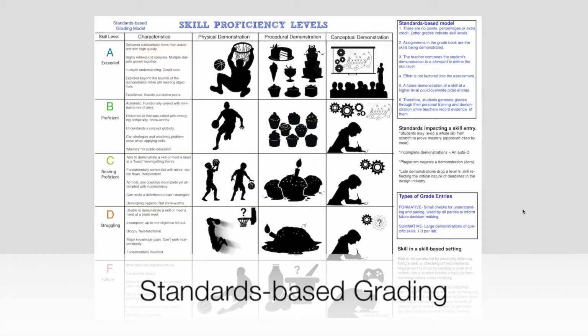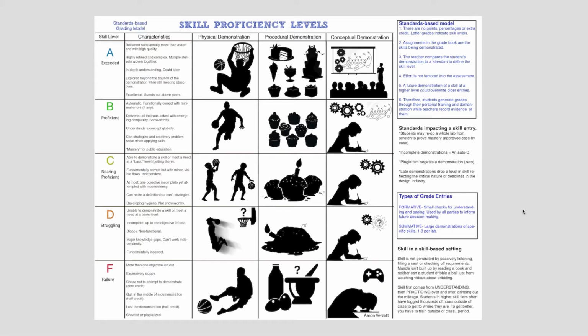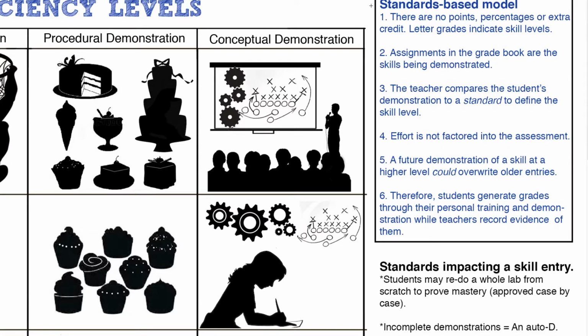I use what's called the standards-based grading model. That's a non-traditional grading method, and its main goal is to show pure skill. Your level of skill is indicated by the height of your grade. The standards-based model means that there are no percentage points, no extra credit, and letter grades indicate skill levels.